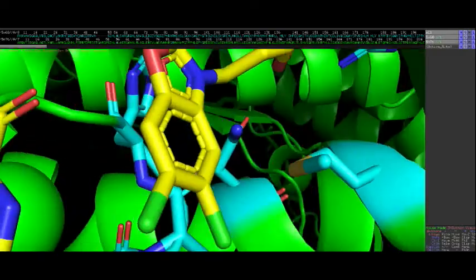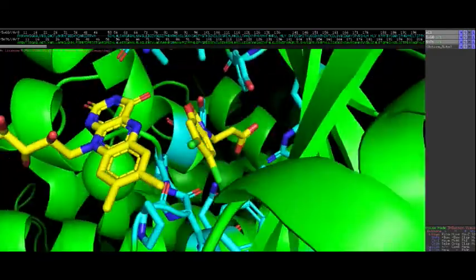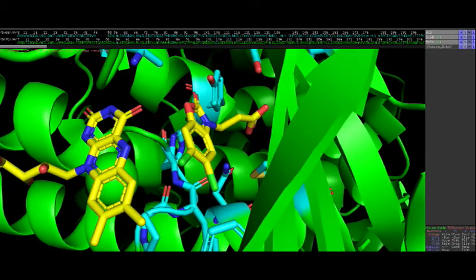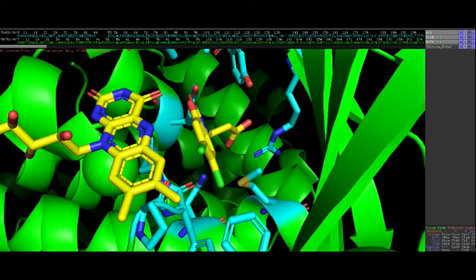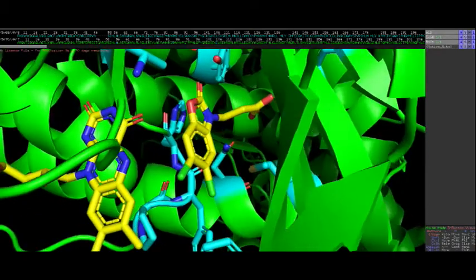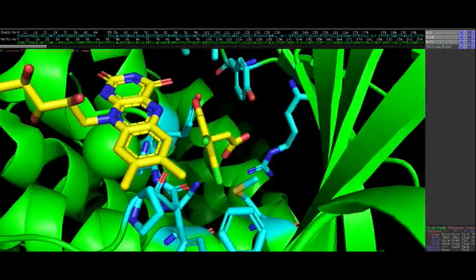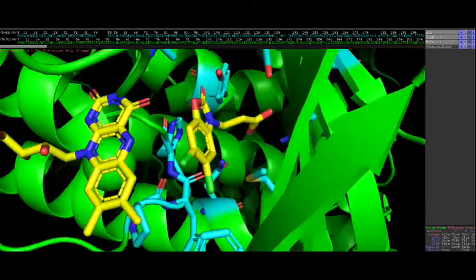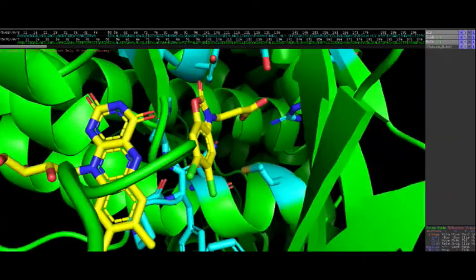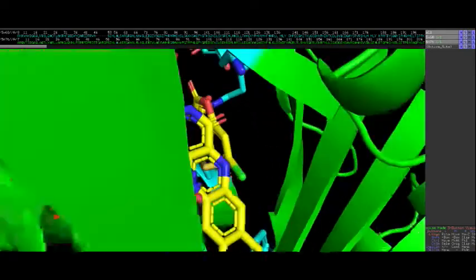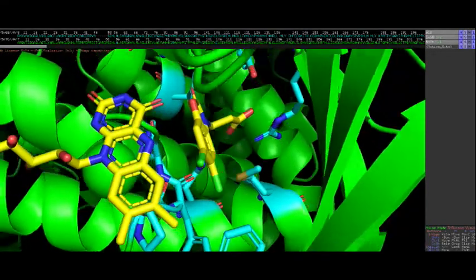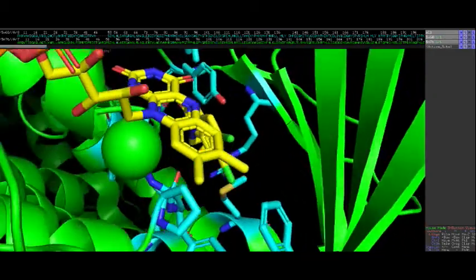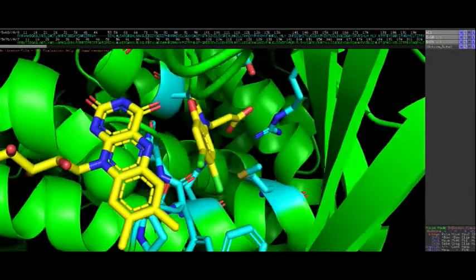Maybe it doesn't fit in exactly like that because this is kind of oriented away from the FAD right here. So this might not be fitting into the active site exactly the way the kynurenine would be fitting into it. But we can see how the FAD is being brought close to where that FAD would be kind of fitting into the active site right there.